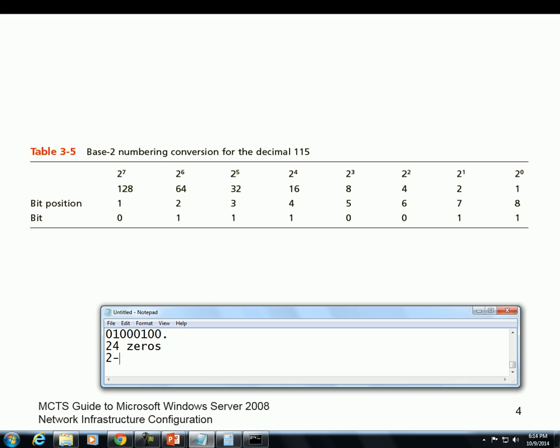I can't write exponents on here, so I'll do it this way: 2 to the 8th equals 256. Okay? Everybody understand that? See how that works? So what that means is if I was going to take the number of all zeros, 8 zeros, I could have 256 different possible number combinations.